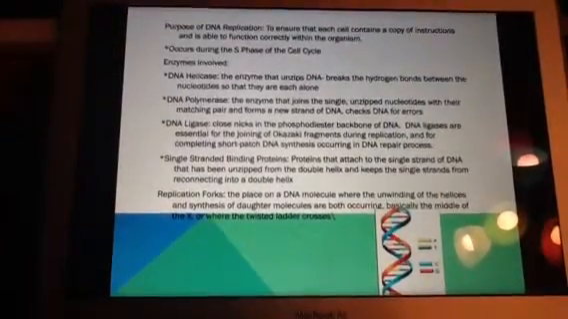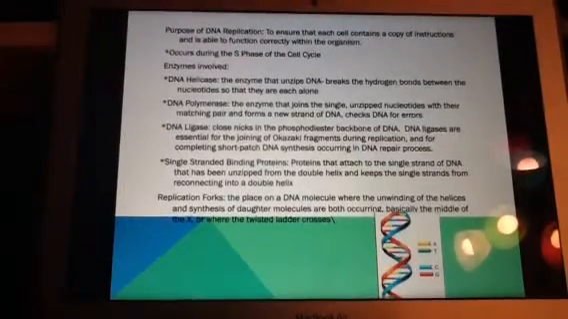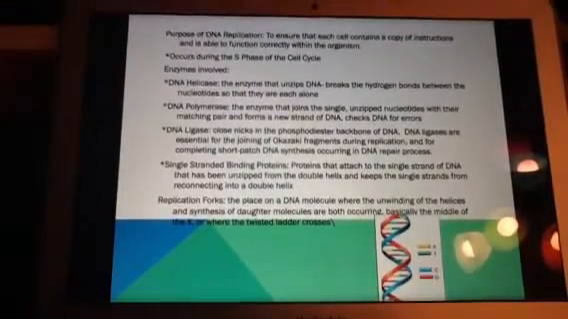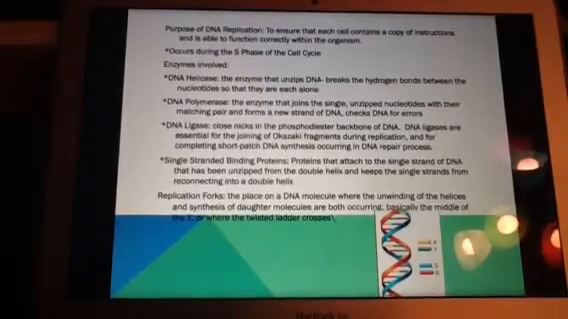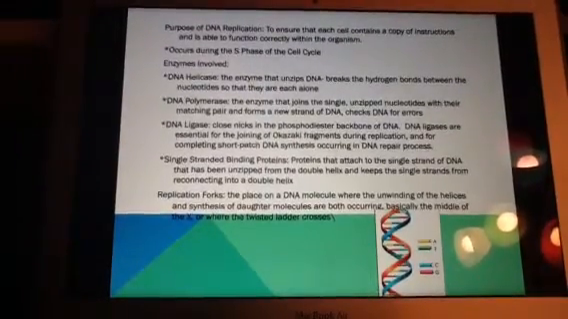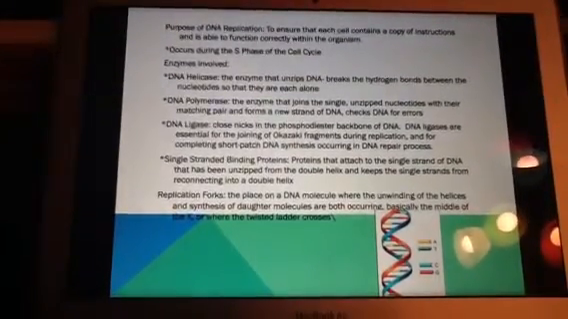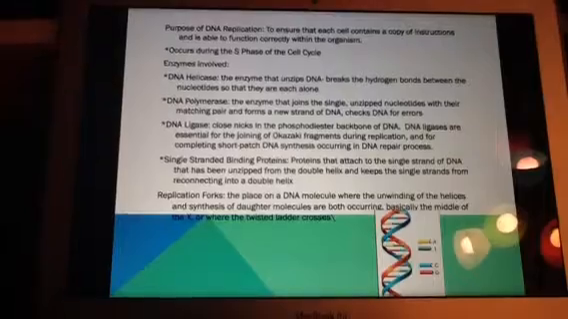The purpose of DNA replication is to ensure that each cell contains a copy of instructions and is able to function correctly within an organism. It occurs during the S phase of the cell cycle, so it goes G1, S, G2, and then it's either mitosis or meiosis, so the M phase. And this occurs during the S phase.